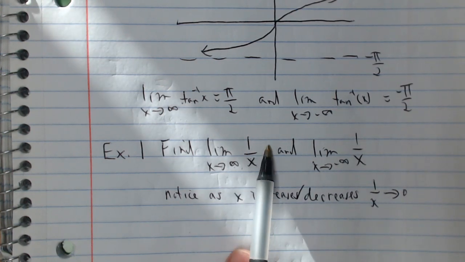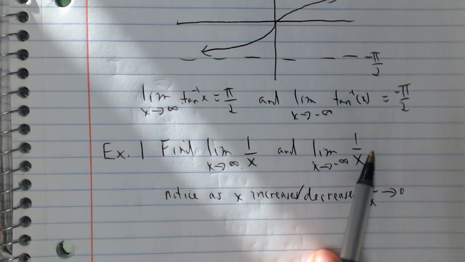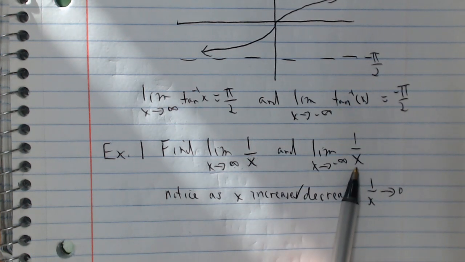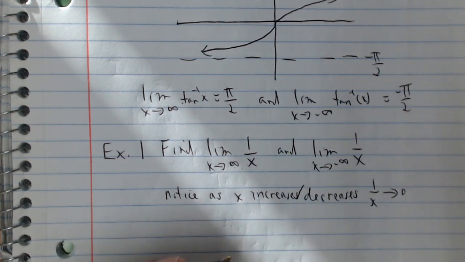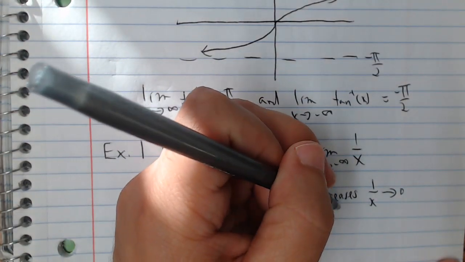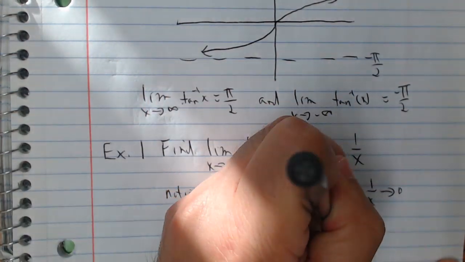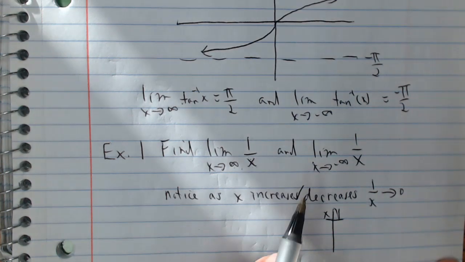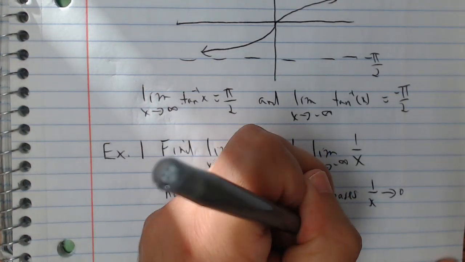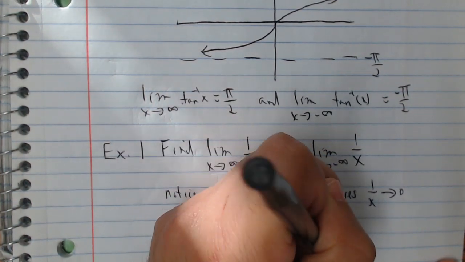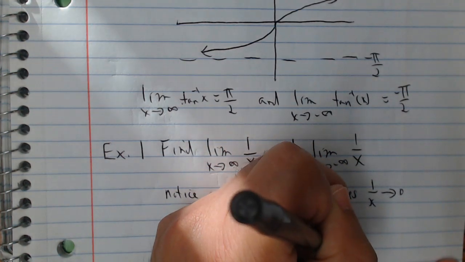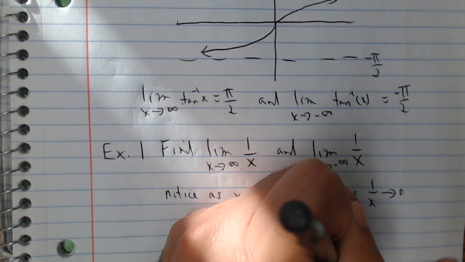is a small positive number. This is going to be a small negative number. So basically, if you think about it, if I were to make a table just to kind of clarify it, if I plug in, let's say 1, I get 1. If I plug in 2, I get 1/2. If I plug in 10, I get 1/10. If I plug in 1,000, I get 1 over 1,000.